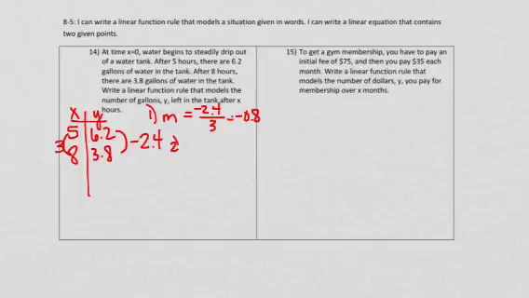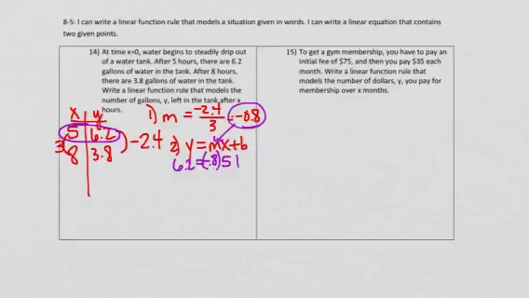Step 2, I'm going to write the equation y equals mx plus b, and I'm going to plug in my x and y. So I'm going to choose an x and y. I'll choose the first one. I'm going to plug 5 in for the x and 6.2 in for the y, and then I'm going to plug this negative 0.8 in for the m. So it's negative 0.8 times 5 plus b.